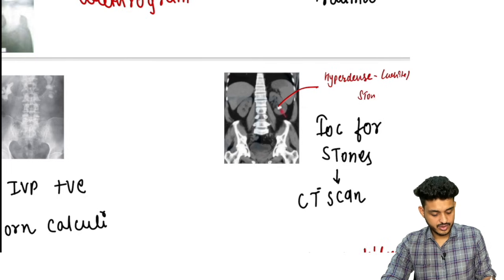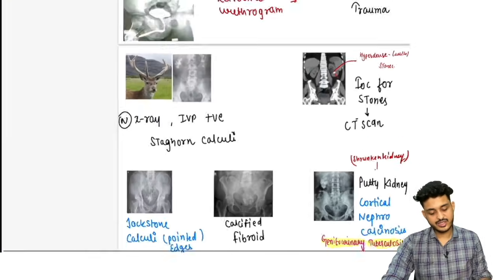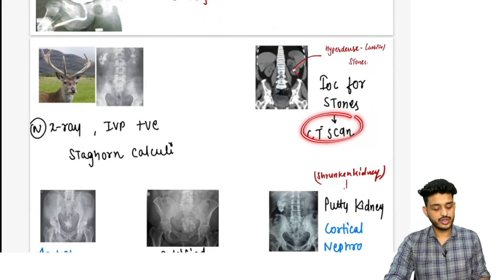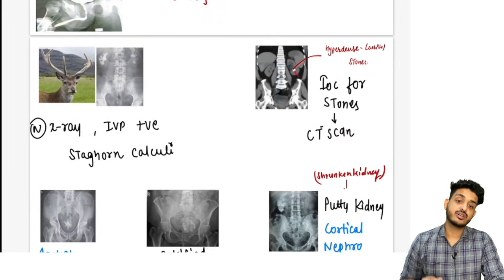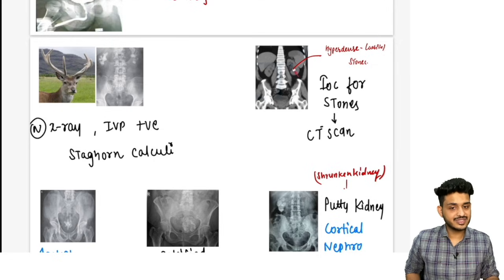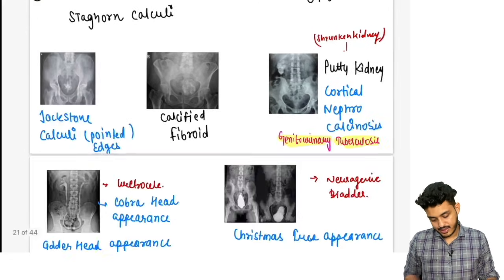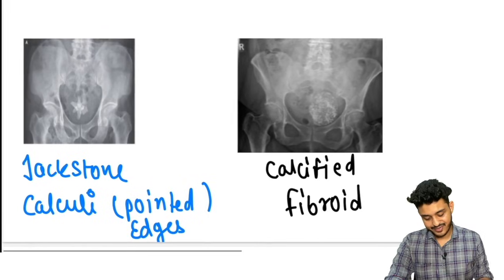This is going to be your stones, right? Investigation of choice for stones is going to be what? CT scan. Investigation of choice for stones is going to be CT scan, right? Then we have got some other stones that we are having in the bladder.